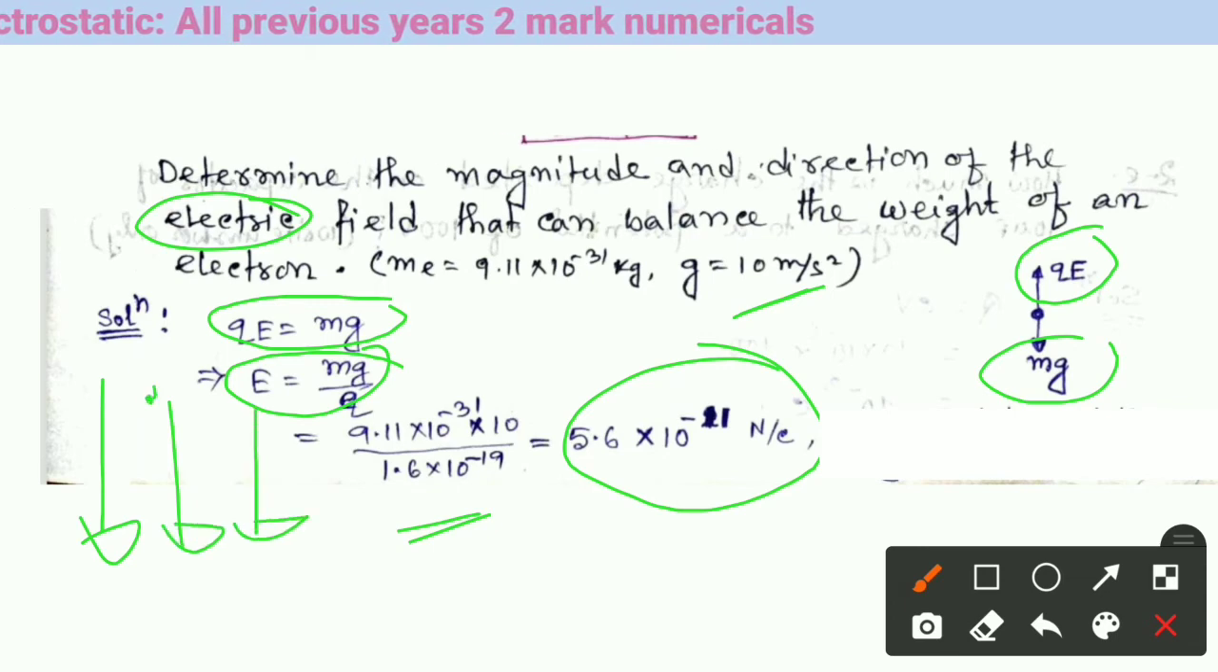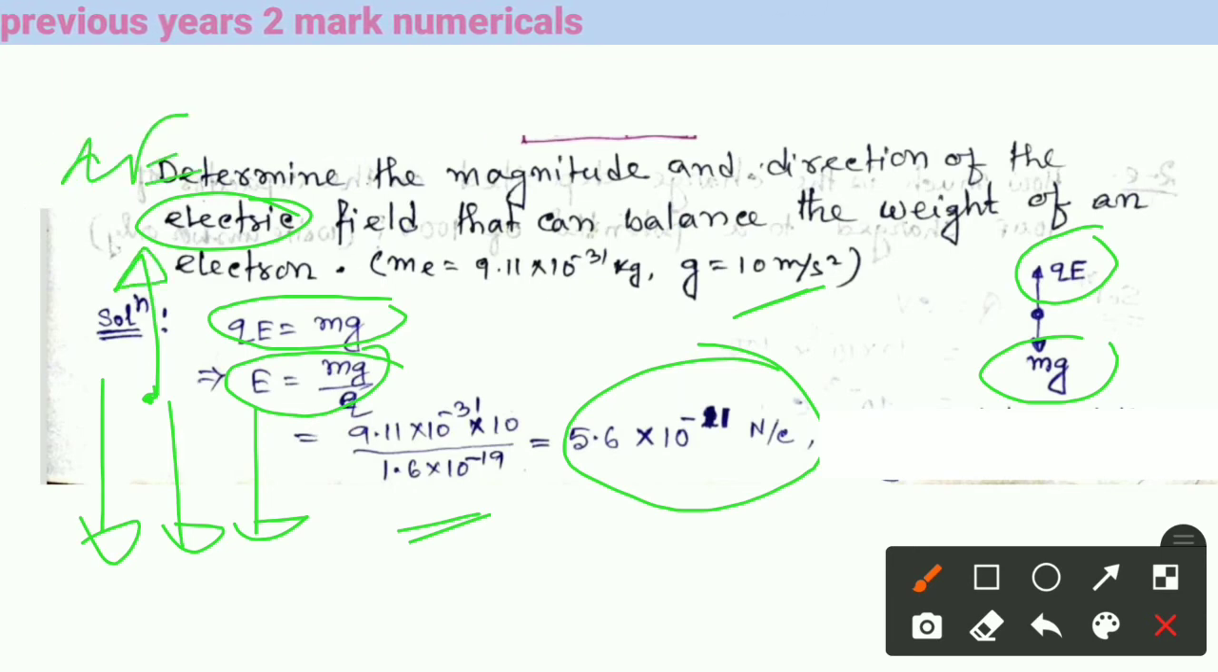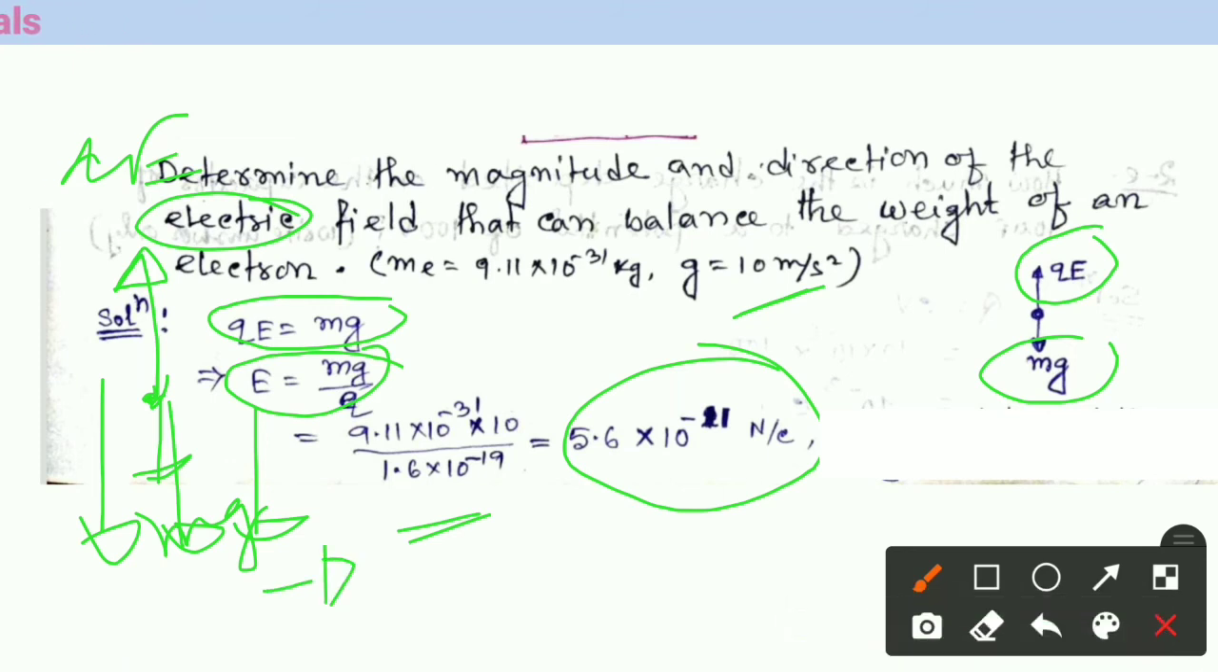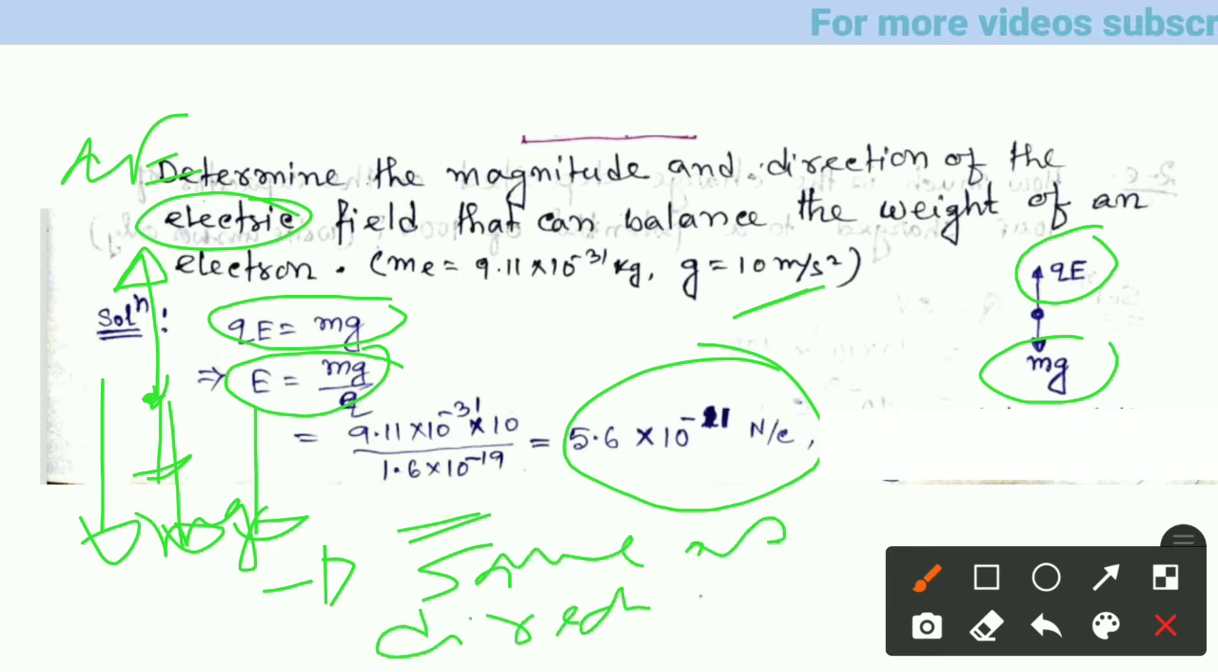Suppose this is the direction of the electric field. Now here is the electron, so it experiences force opposite to the electric field. This is the qE, and it experiences a downward force, which is the mg. So the direction of the electric field is the same as g. So you have to write here: direction of electric field same as direction of g.